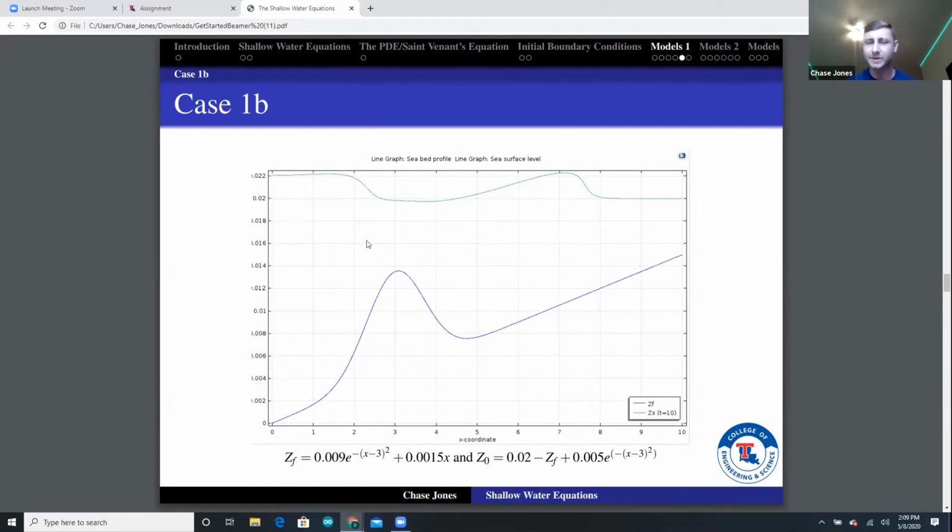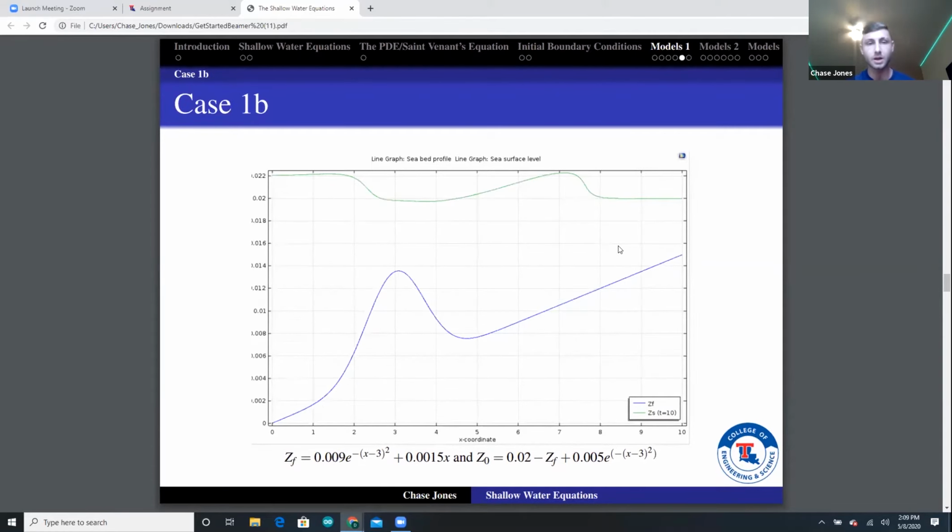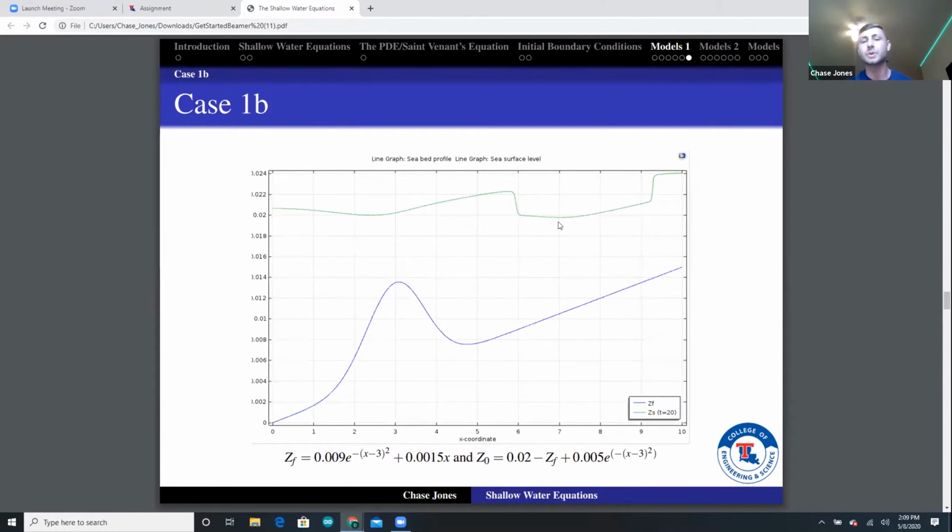Again, though, notice that the crest here is about x equals 2 and the crest here is about x equals 7, giving us a wavelength of about 5 meters, which is about the same as it was for 10 seconds in case 1a. Those waves look very similar, which is going to be essential to understanding what's going on in this aquatic system. And this is at 20 seconds. And notice we have that same cuspiness that we saw in case 1a during 20 seconds.